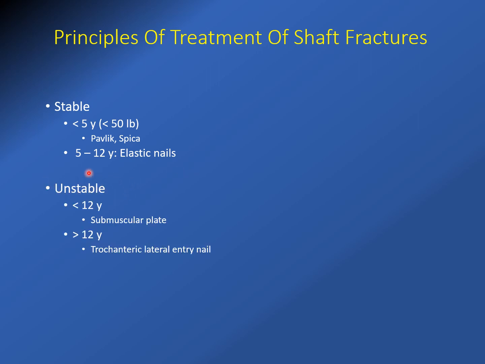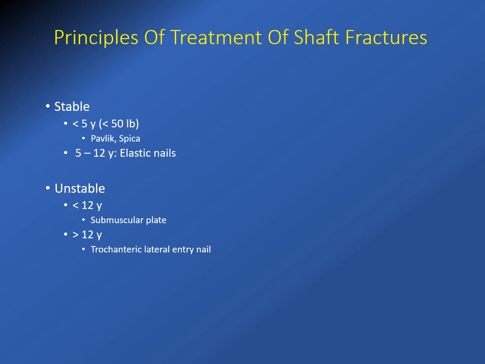For unstable injury, if the child is less than 12 years old, we usually use submuscular plating. If the child is older than 12 years old, we'll use the trochanteric lateral entry nail, the new design nail. So this summarizes the femoral shaft fracture.